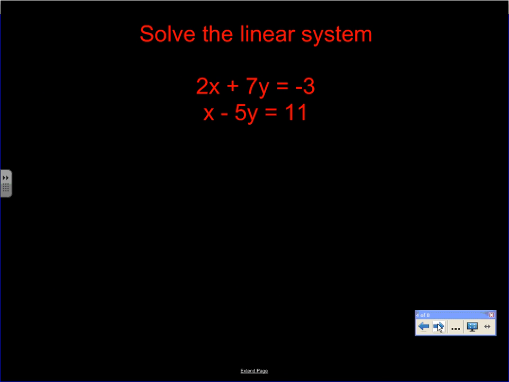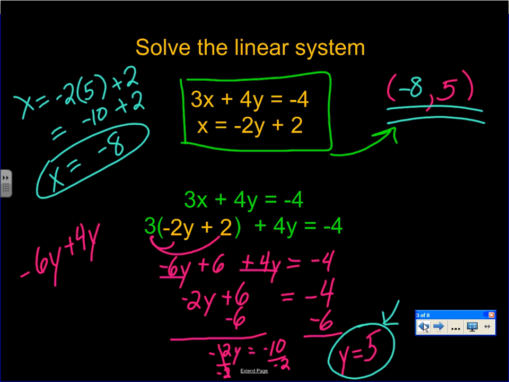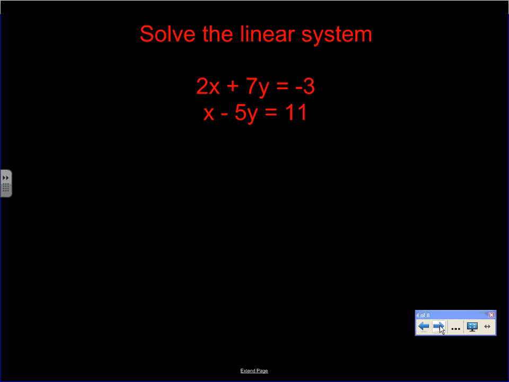Let's look here. These two equations are a little bit different than this one here. This one here, look at x. x was already by itself. It said x was equal to something. The two examples that we're doing now, they don't have x equal to something, or y equal to something. Those variables are not by themselves.